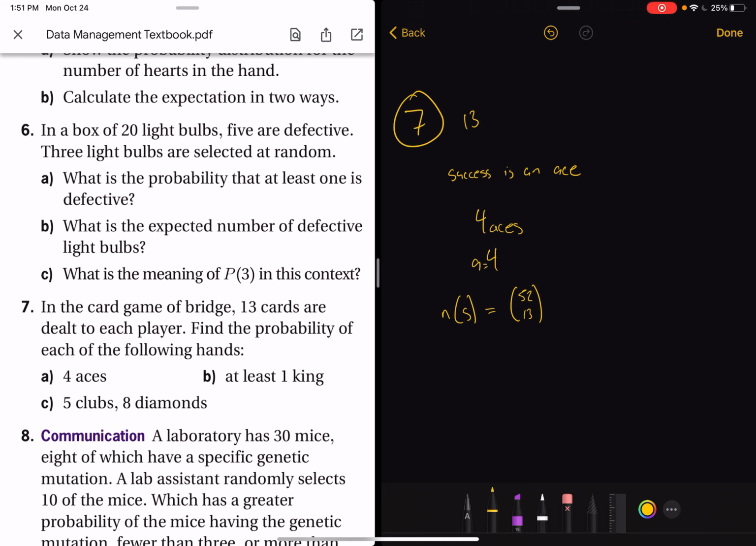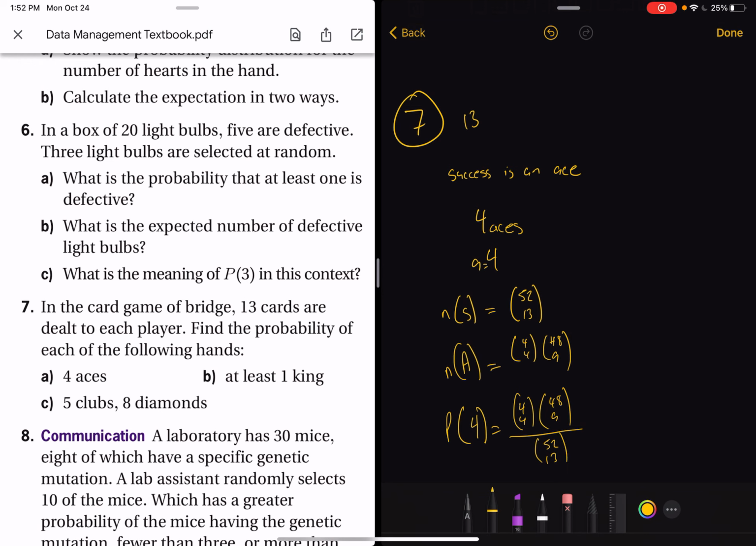That's the number of ways I can get a hand. So the probability of 4 aces is, how many ways can I choose 4 aces? Well, there's 4 choose 4 aces, right? And then how many remaining cards do I have left? Well, I have 48 cards left, and I have to choose the remainder, 9. So the probability of 4 aces is equal to 4 choose 4 multiplied by 48 choose 9, all over 52 choose 13.